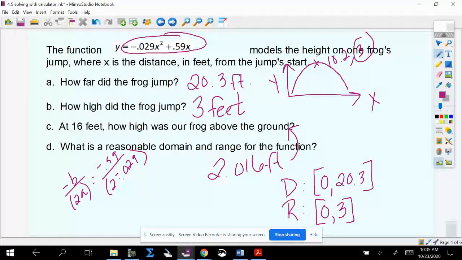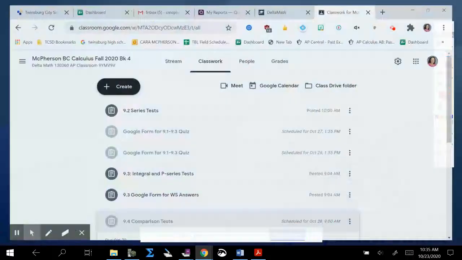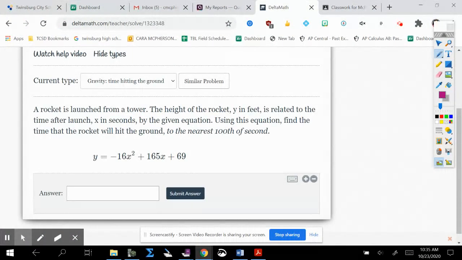So let me show you what you're going to do on Delta Math, because I think it's helpful to see some actual examples. So let me get to Delta Math. Delta Math is going to do rocket problems, and it's going to specifically ask you about the time it hits the ground. I am going to ask a few older things with finding the vertex.